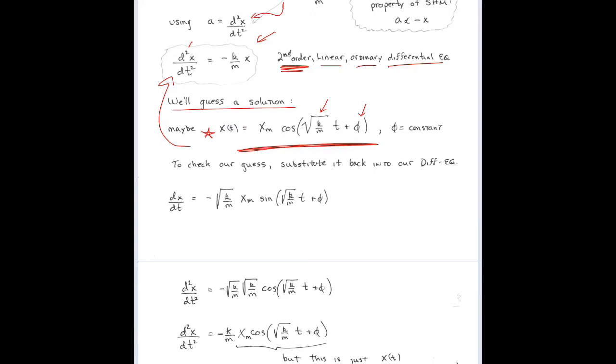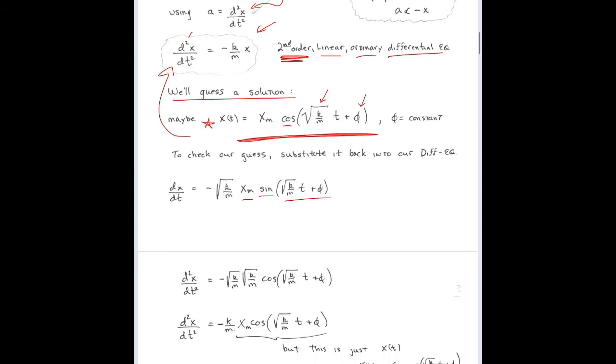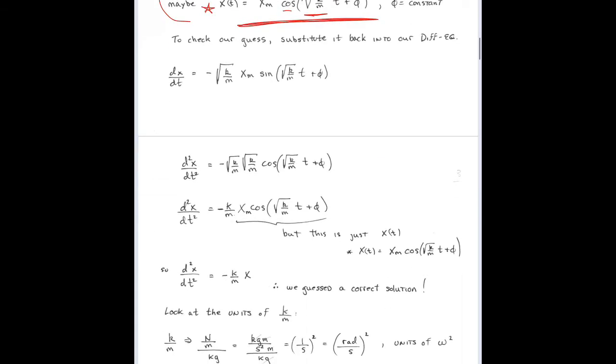Okay, so the x max stays here. Derivative of cosine is sine. Okay, the argument still stays the same, and a derivative of cosine is minus a sine. And then that square root comes on the outside. So that's my first derivative. Now I'm going to take the second derivative of that.